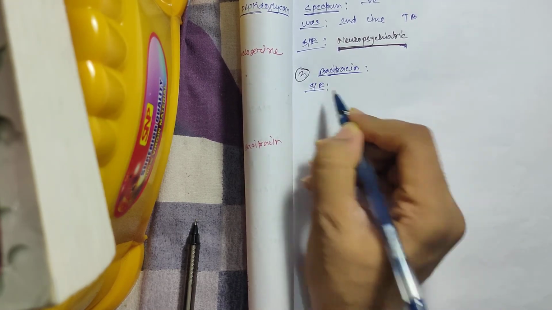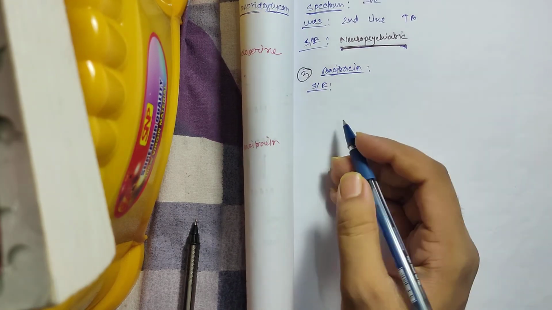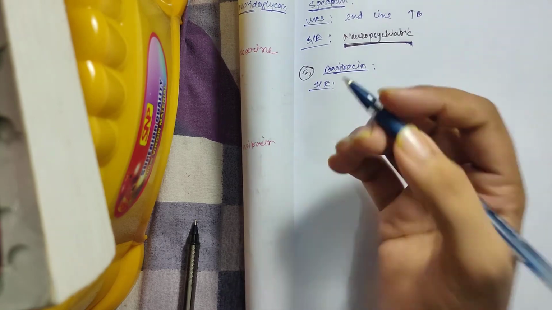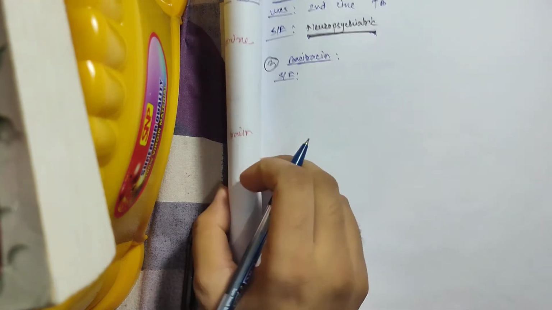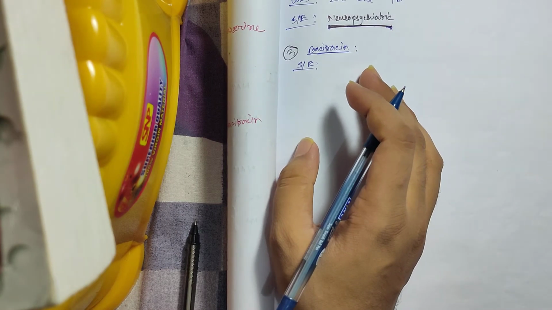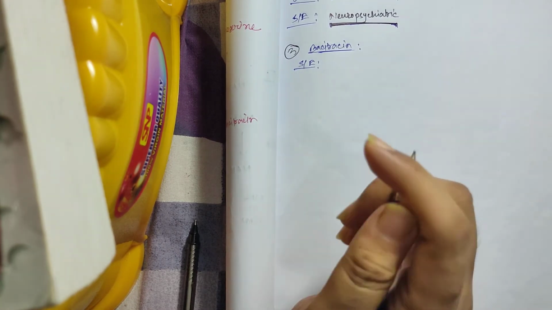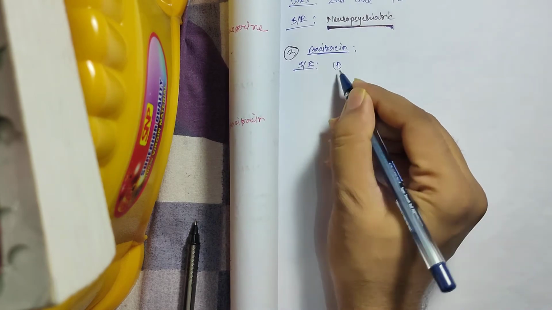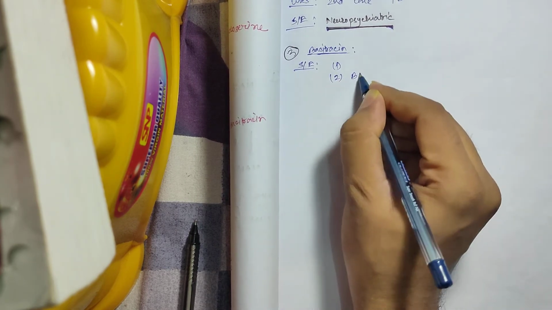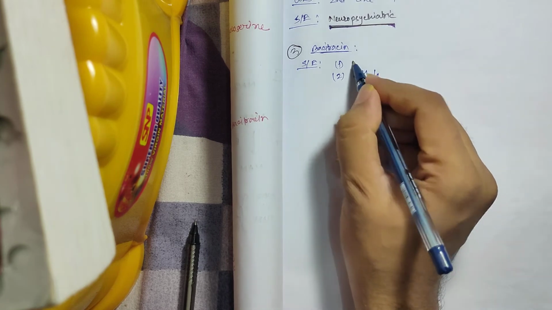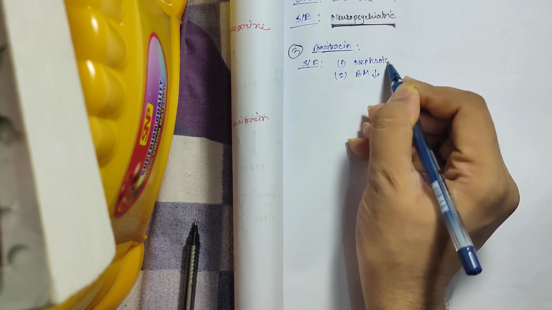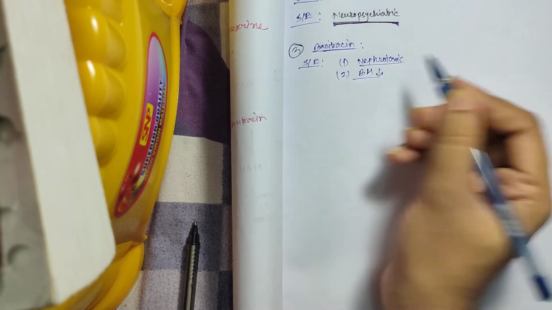Now why I'm telling you the side effects: because after telling you the side effects, it will be easier for you to understand the uses of it, right? When I'm telling such things, you should focus here. Okay, so this is a nephrotoxic drug, and it causes bone marrow suppression, right?